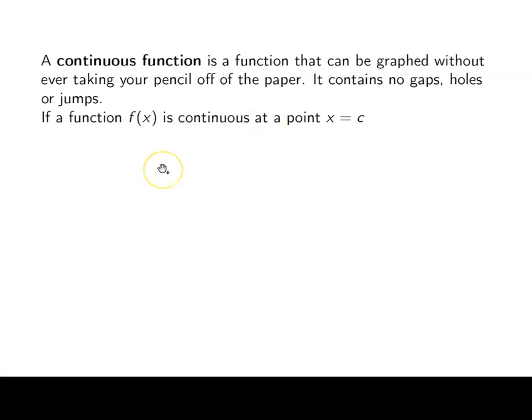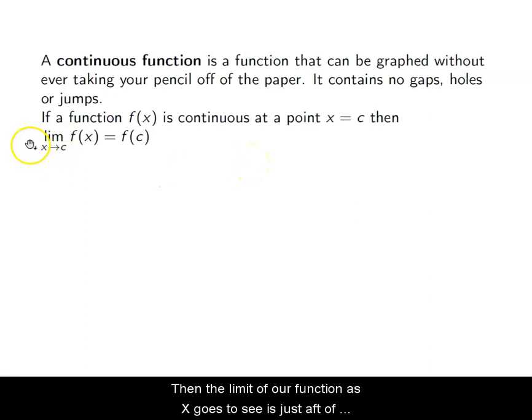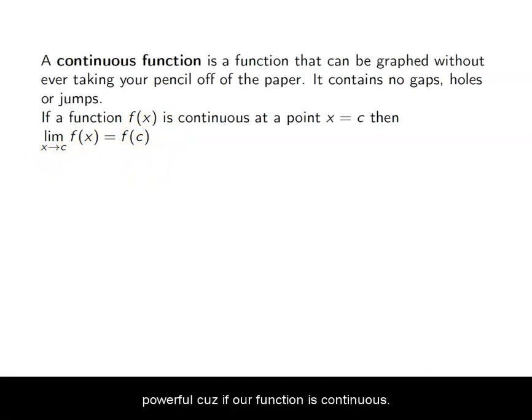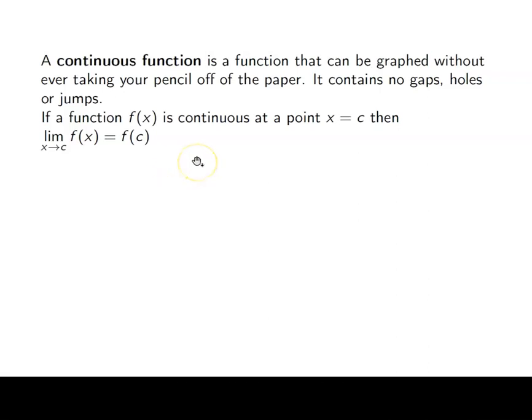Okay. If a function is continuous at a point c, right, the point of interest to us that we've been using for finding limits, then the limit of our function as x goes to c is just f of c. So this is really nice. This is actually very powerful, because if our function is continuous, to find our limit, all we have to do is plug in c to our function. Very nice. Okay. Now the problems that we're going to run into and the problems that we deal with in calculus are when we're not continuous at the point of interest.